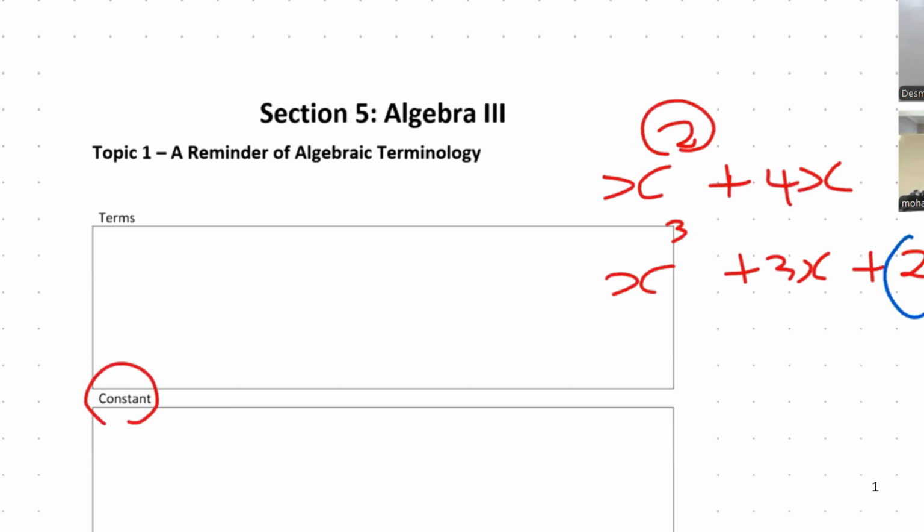Now, let's go back to this one. This 2 is known to be a degree, but you also know it as an exponent. Is that correct? Now, what is the constant of this expression? It will be x. Can x be a constant? No.